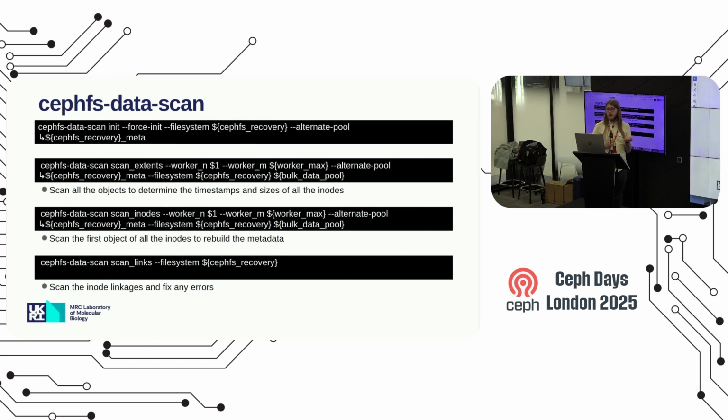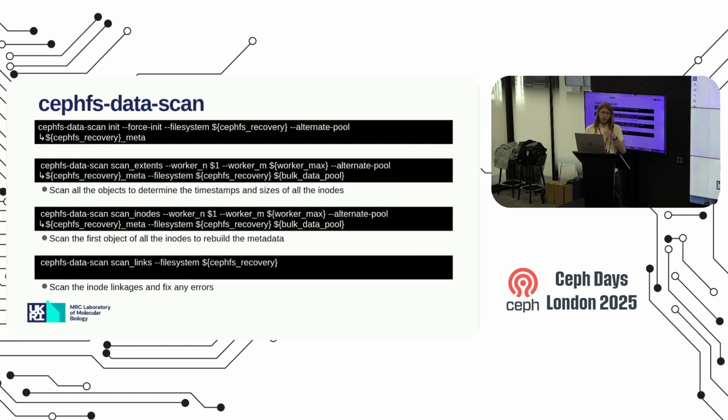It's got init, which is going to write the root inode, where the force init flag is going to be needed, since we're going to be overwriting our root inode even though we've got data there. Then you've got scan extents, which we need to run, and this is going to scan all the objects in our file system to determine the last modified time, various other timestamp information, as well as their sizes. Then there's scan inodes, which is going to look at the first object of every file.